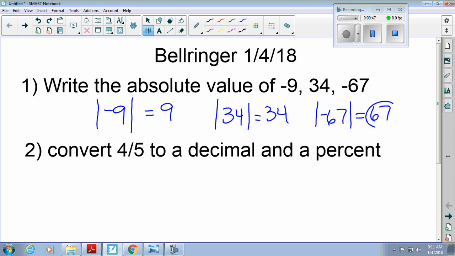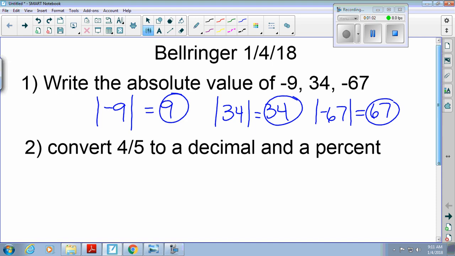All right, what do we notice? All of these ended up being what type of number? William. Oh, you just stole William's thunder there. They all are positive, right? Because when you have an absolute value, it will always end up as a positive.